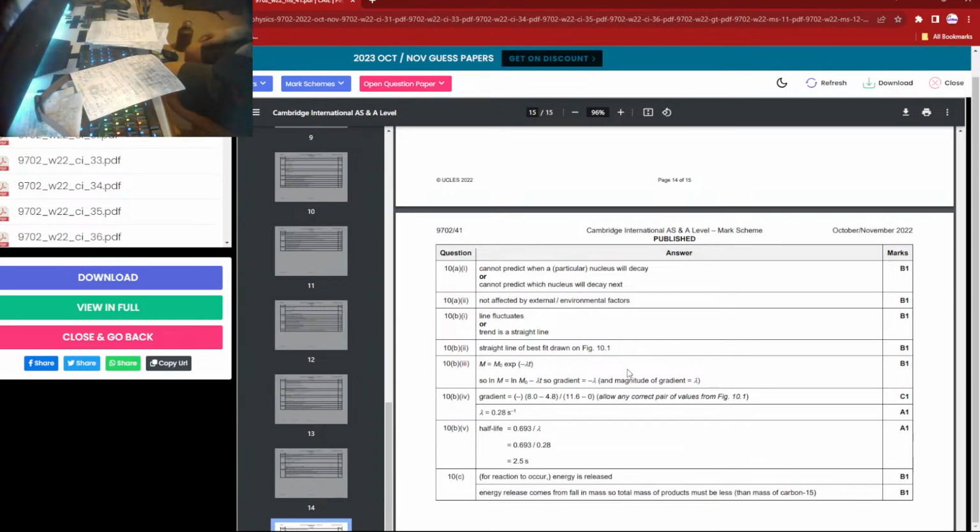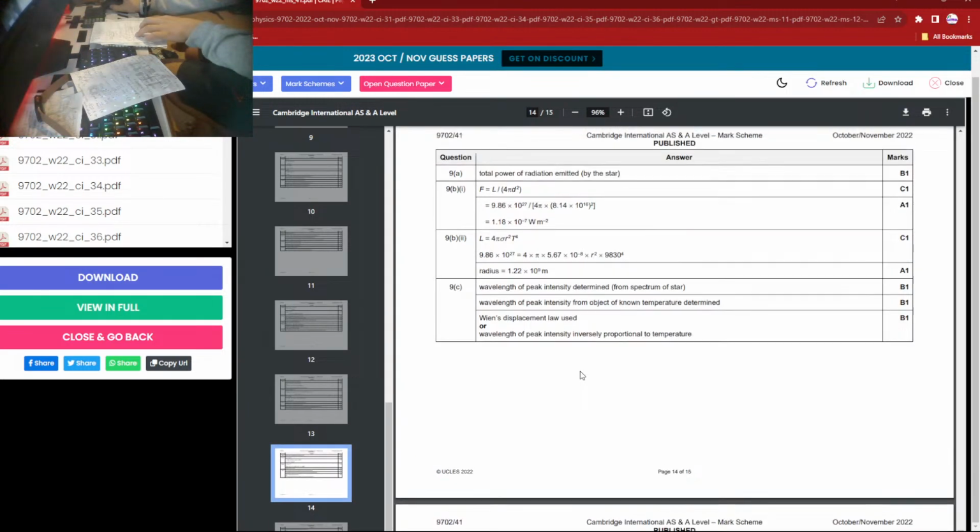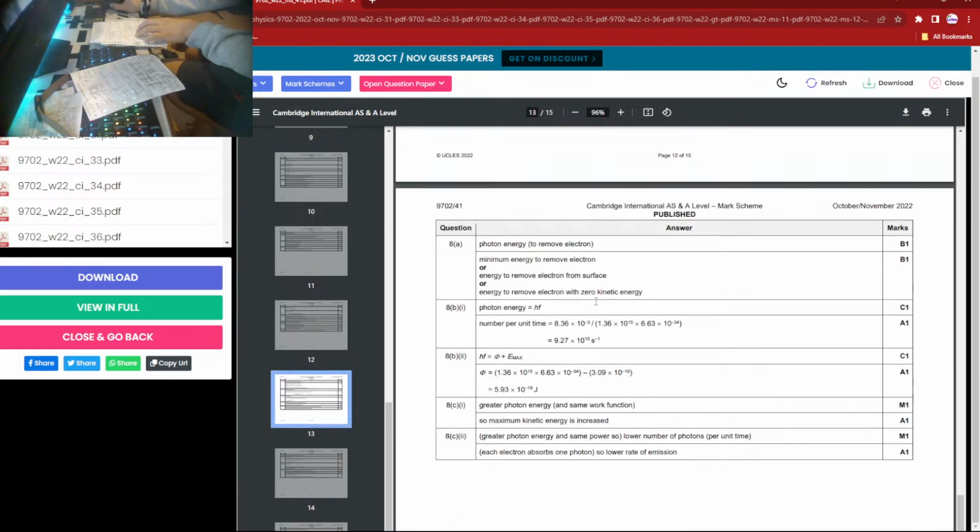You have to use the formula hf equals work function plus KE. Okay, next one. My bad. Rate of photon energy, same work function, so kinetic energy is increased. 5.93 times 10 to the power negative 19. Okay, 9.27 times 10 to the power 15. Alright, photon energy to remove an electron. Yeah, I did write photon energy, to move an electron with 0 kinetic energy.